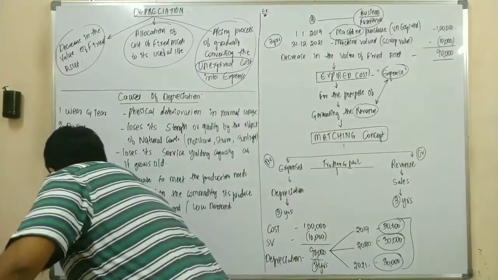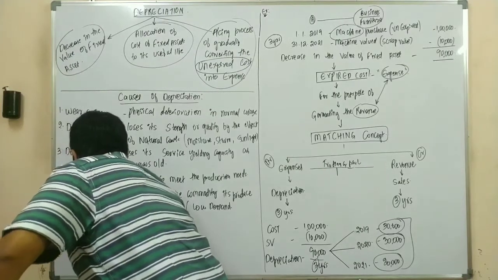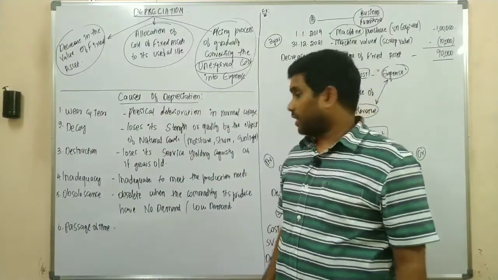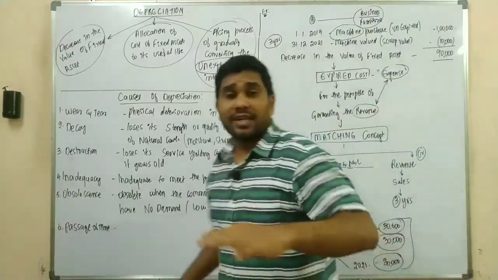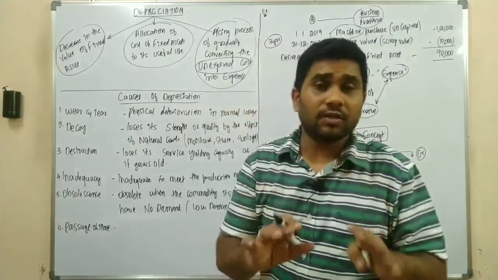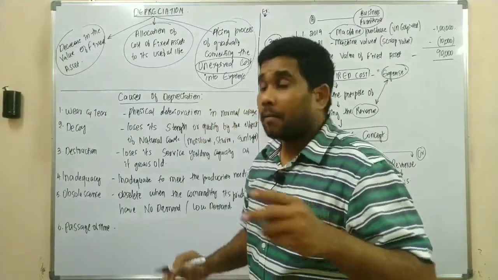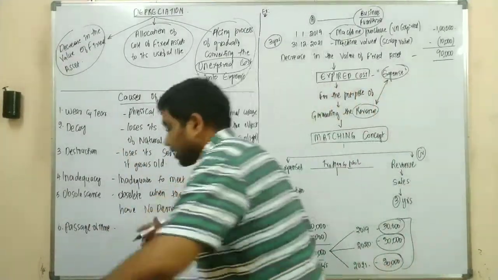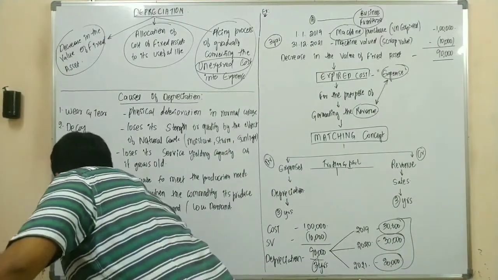Your sixth cause would be passage of time. Sir, what is the meaning of passage of time? The value of the asset decreases even if the asset was not used in the business. Even if you are not using the asset in the business, because of the passage of time, that asset's value would be decreasing.